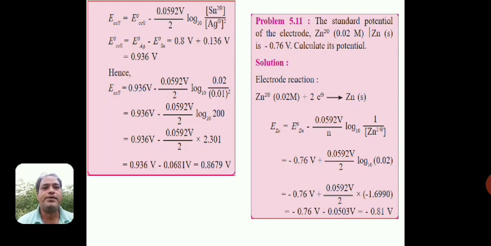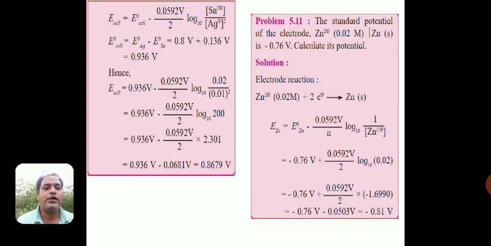So hence E of cell is equal to 0.936 volt minus 0.0592 divided by 2 log to the base 10, 0.02 divided by 0.01 raised to 2. If we solve this equation, we get 0.936 volt minus 0.0592 volt divided by 2 log to the base 10, and if we solve that term, 0.02 divided by 0.01 raised to 2, we get its answer as 200. That's why log to the base 10, 200.